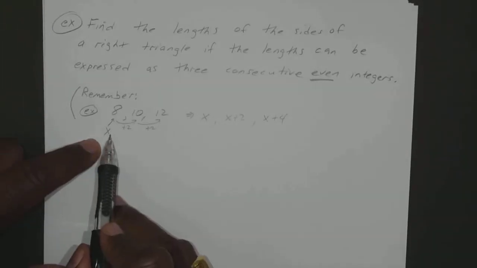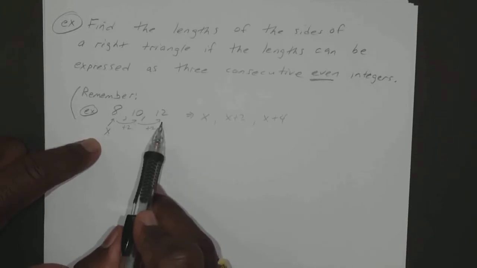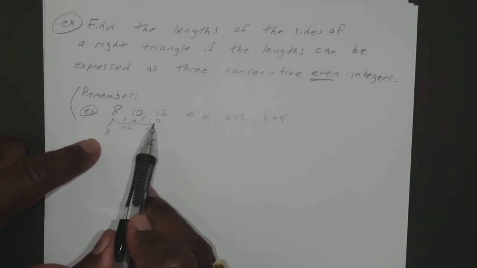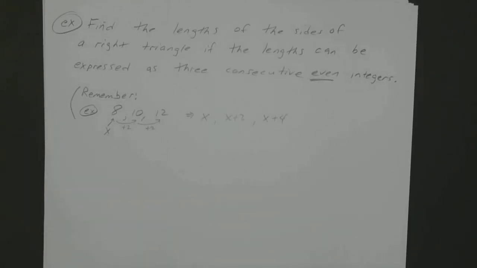Because where you're starting, you have to move 2 to get to the next even one. And then you have to move 4 to get to the even one after that. If you want to get to the next one, you have to move 6, then plus 8, then plus 10, and it goes like that.